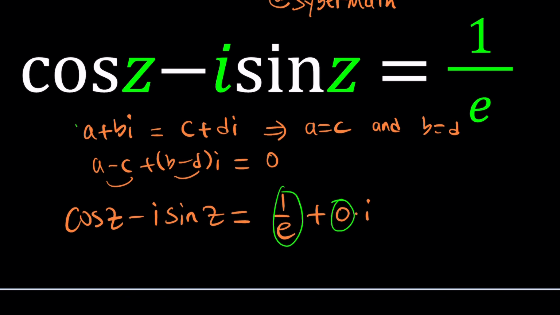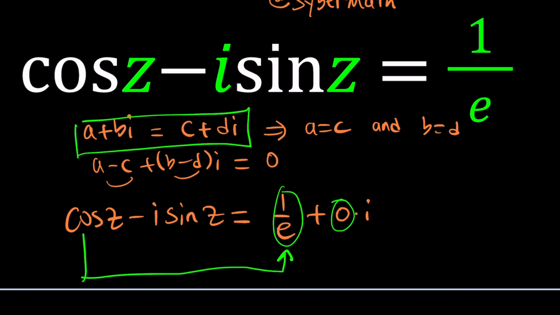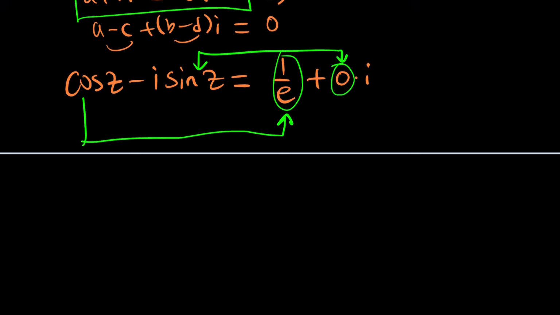And from here, we can safely say that, in this case, cosine z needs to be 1 over e, and sine z needs to be 0. But Houston, and all the other states, we have a problem. Why? Because if cosine z is 1 over e, whatever angle makes it that way, that's fine. And in this case, notice that z can be real because 1 over e is less than 1, so it falls in that interval.